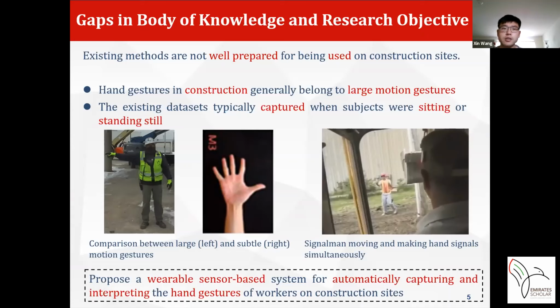Second, the existing data sets were typically captured when subjects were sitting or standing still. It is still not clear whether these methods would work when the construction workers are moving and making hand gestures at the same time. Therefore, this research intends to propose a wearable sensor-based system for automatically capturing and interpreting the hand gestures of workers to support their interactions on construction sites.